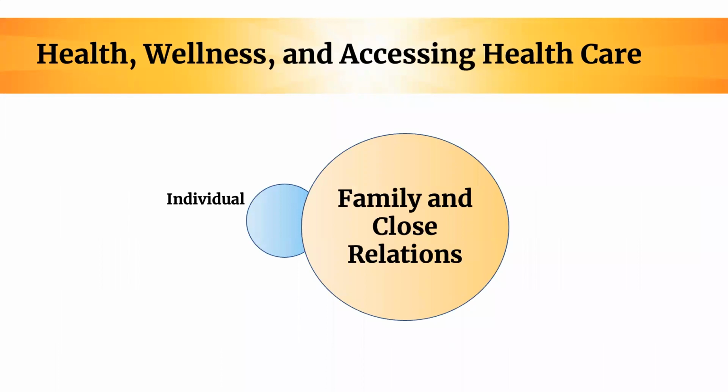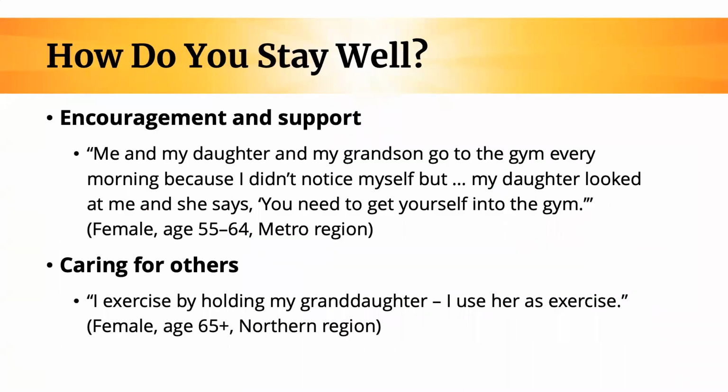And then briefly, in addition to these individual level factors, relationships with family and friends were also important elements when elders talked about their wellness and their ways of staying well and accessing healthcare. So for most elders, family and friends were positive and supportive influences on their wellness. Several of them talked about their children encouraging them to exercise and eat well. So for one example is this woman who explained, me and my daughter and my grandson go to the gym every morning because I didn't notice myself, but my daughter looked at me and she says, you need to get yourself into the gym.